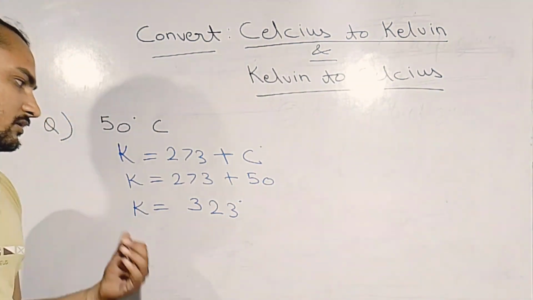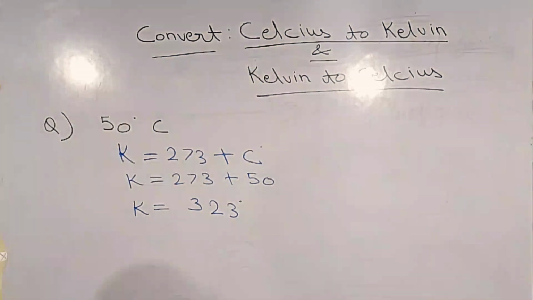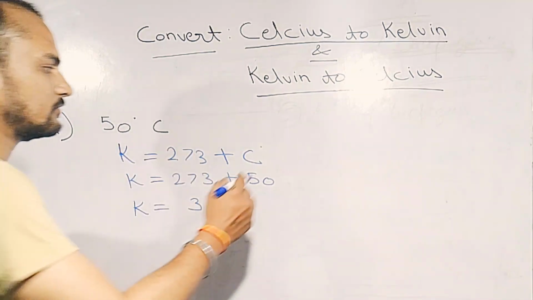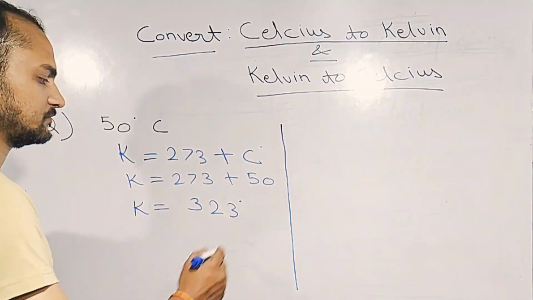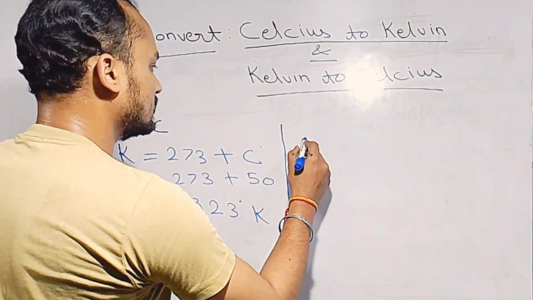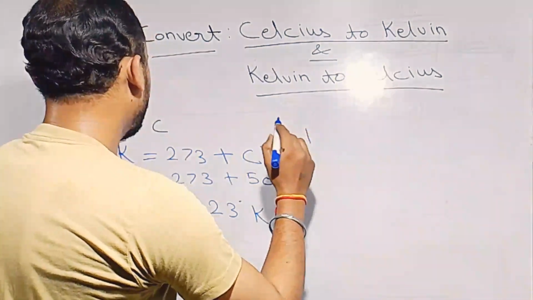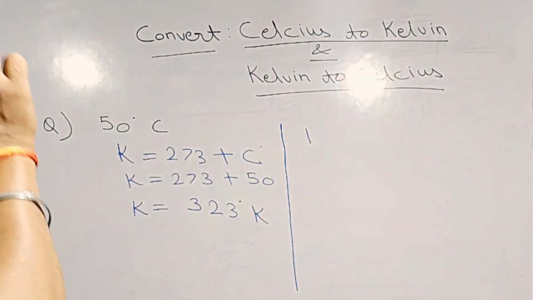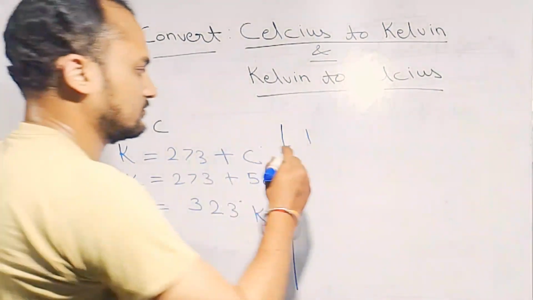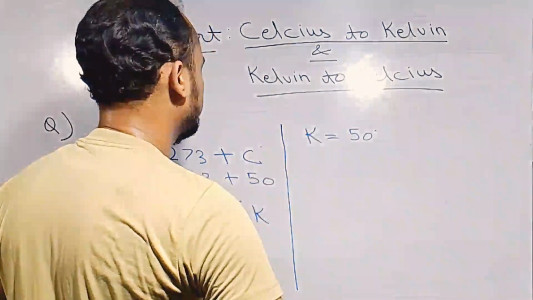So when we are converting Celsius into Kelvin, it will come to 323. After that, we will reverse it. Now the formula is, suppose we have 50 degrees as Kelvin. Now the Kelvin value is 50.